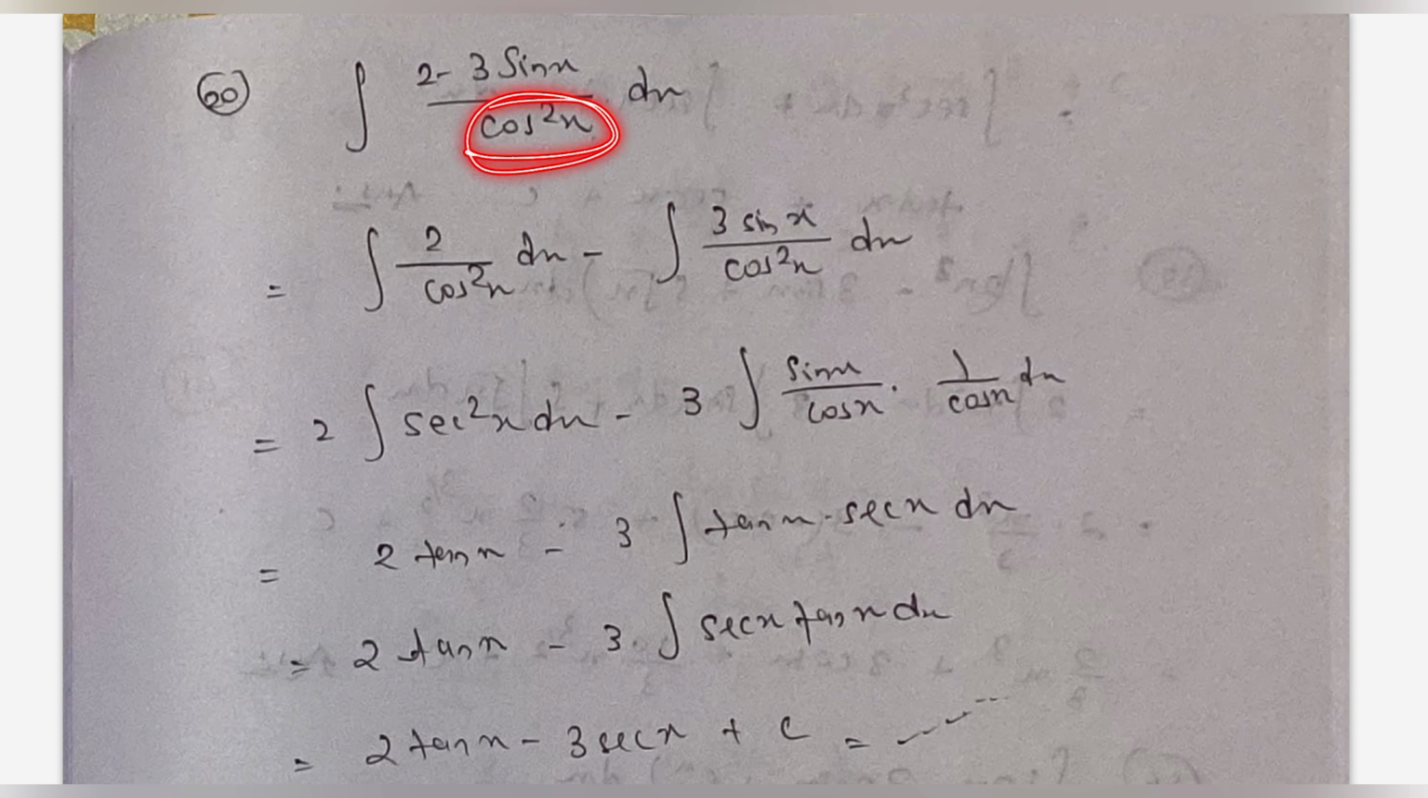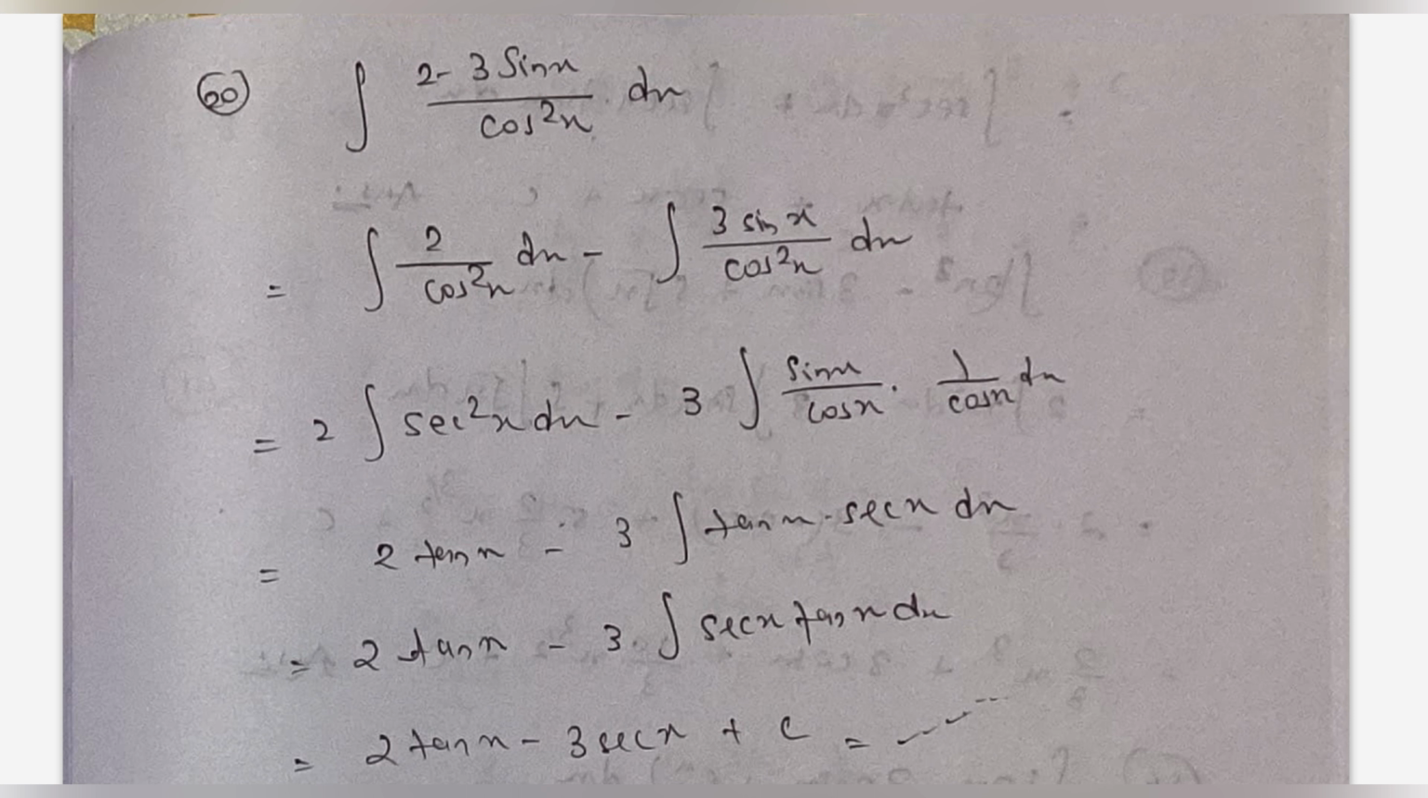Here is cos square x. Cos square x is in division with both terms, with 2 and also with 3 sin x. You can imagine it as 2 by cos square x minus 3 sin x by cos square x. If you take the LCM here, you will get the same expression. So that's why I will divide both terms by cos square x, giving 2 by cos square x minus 3 sin x by cos square x.